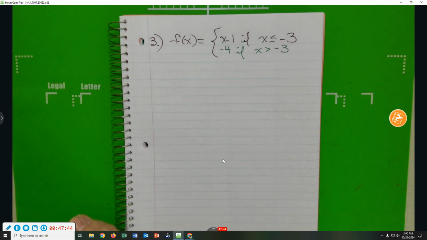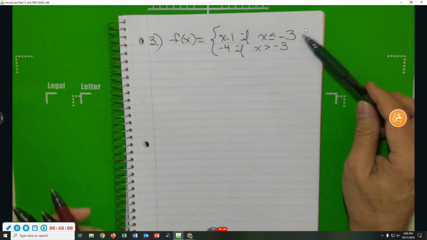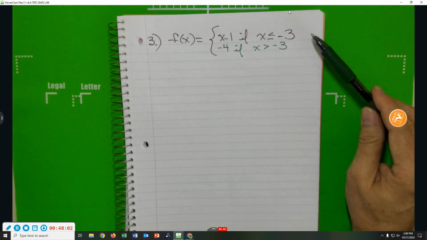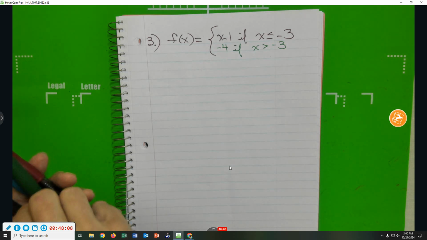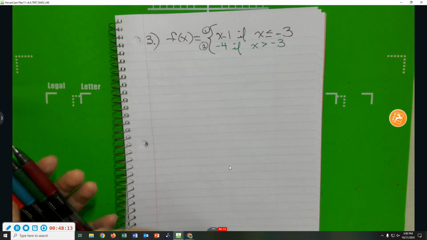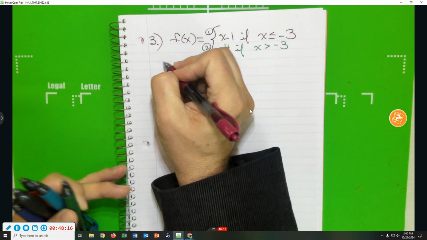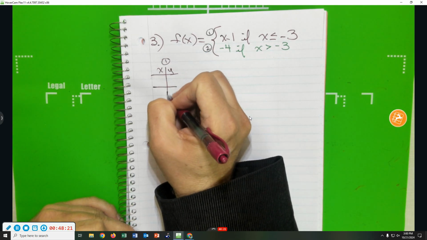How many tables of values will I need to make here? 2, because there are 2 pieces. What's the cut point? Where is that brown piece going to change to the green piece? At what number on the x-axis? Negative 3 is the cut point. You're going to have to use negative 3 for your first x-coordinate, and I'm numbering these pieces, table 1, table 2. Do y'all see why I'm numbering them? So you can tell this table here, number 1, goes to that first piece.